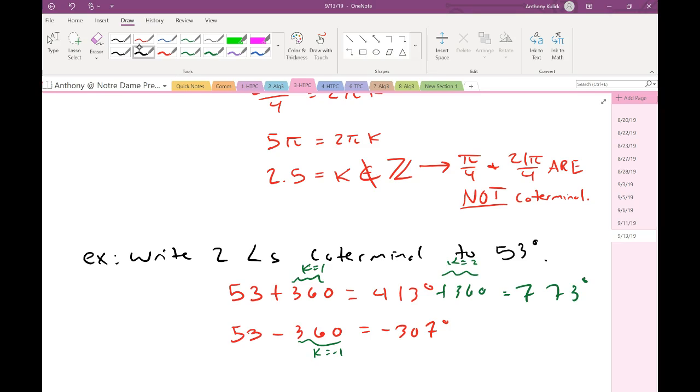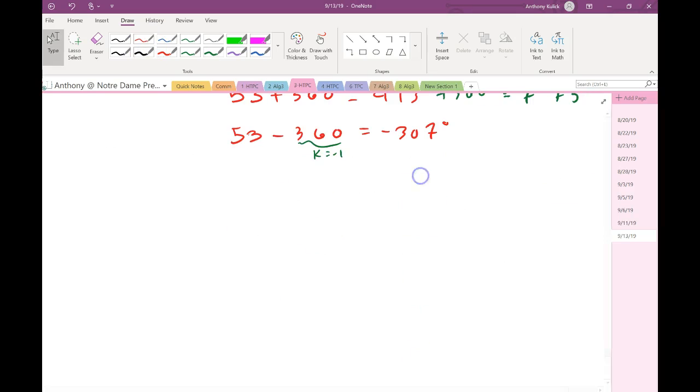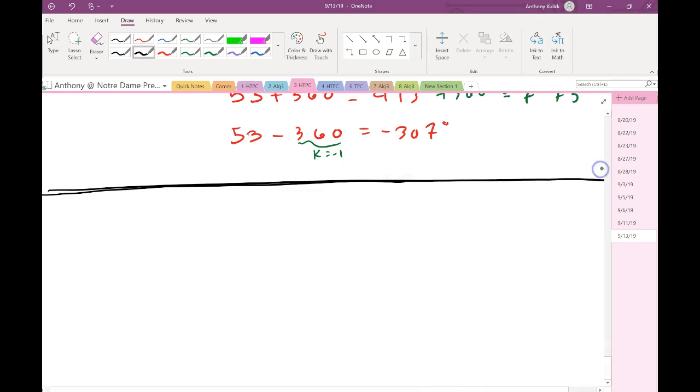Did you guys feel okay about constructing angles now and determining whether angles are coterminal or not? Okay, very good. That's going to close that section. We're going to move on to section 4.